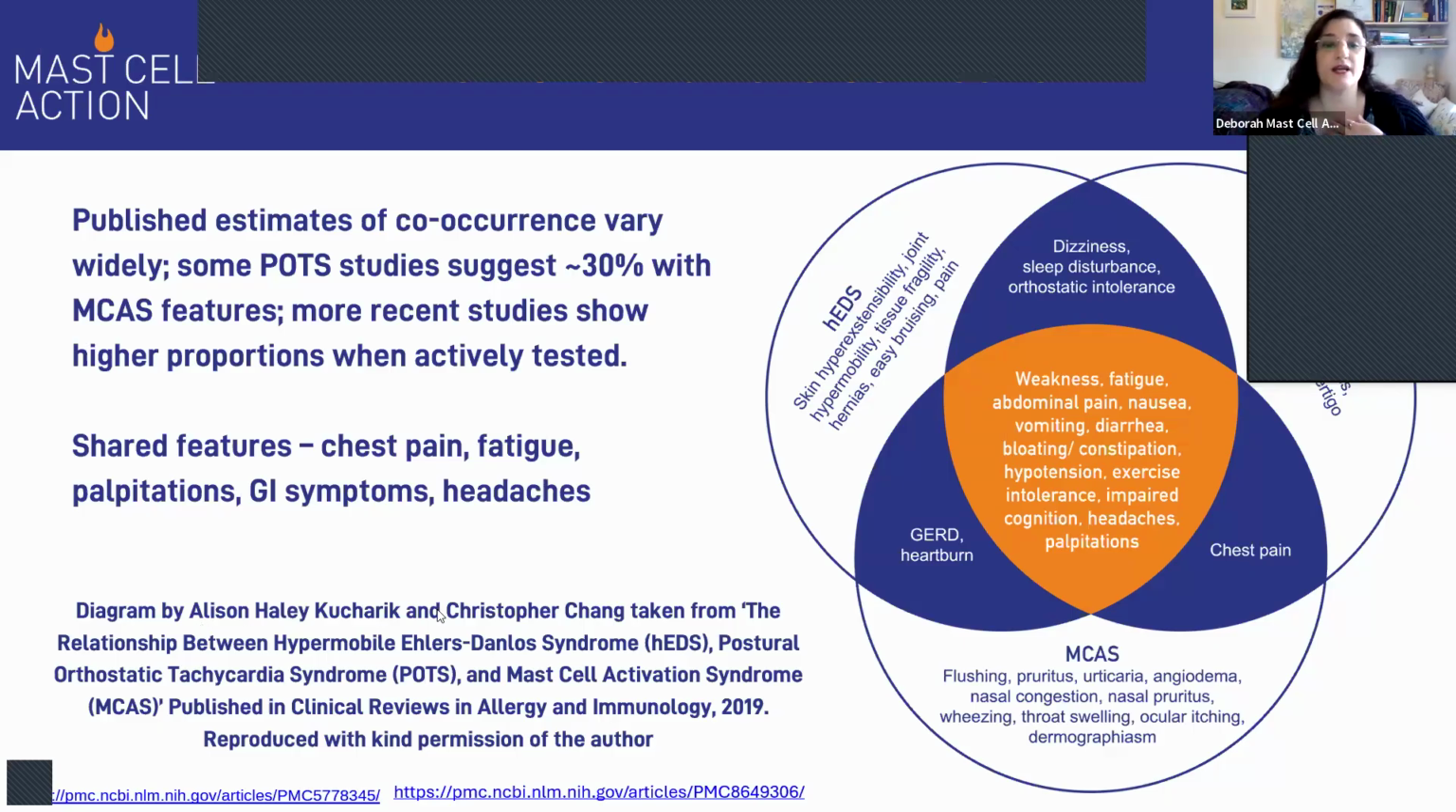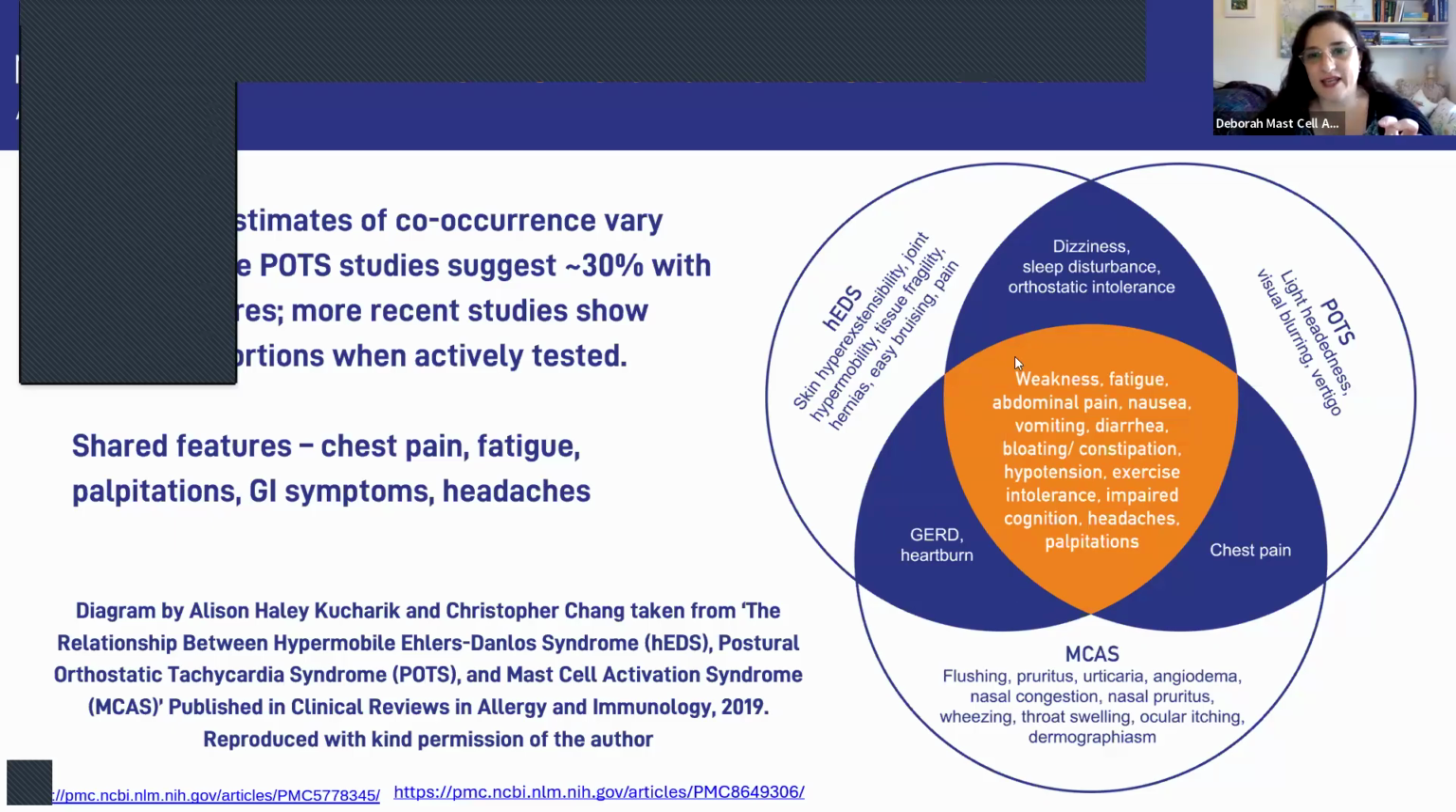So there is this correlation, and you can see here, I'm sharing this diagram that was published by Dr. Kucherak and Dr. Chang in their paper, and they've tried here, and it's so difficult to tease out which symptoms are caused by POTS, which by hypermobility syndromes, which by MCAS, but they've had a go here at trying to separate them out, and you can see there that there are areas of overlap.